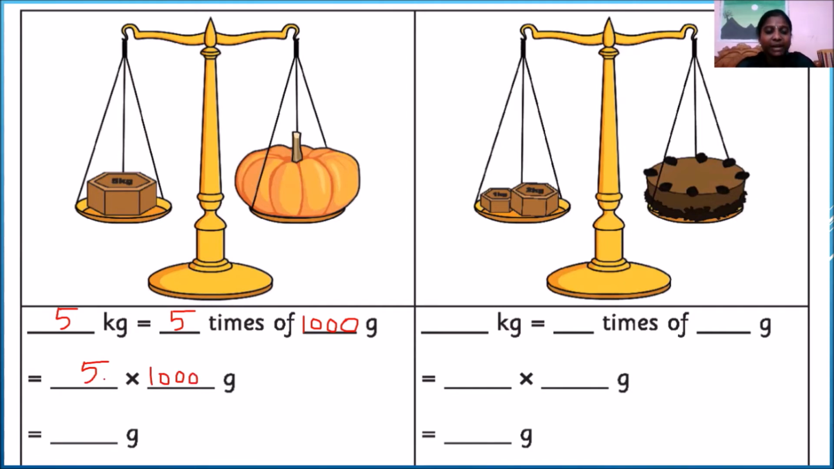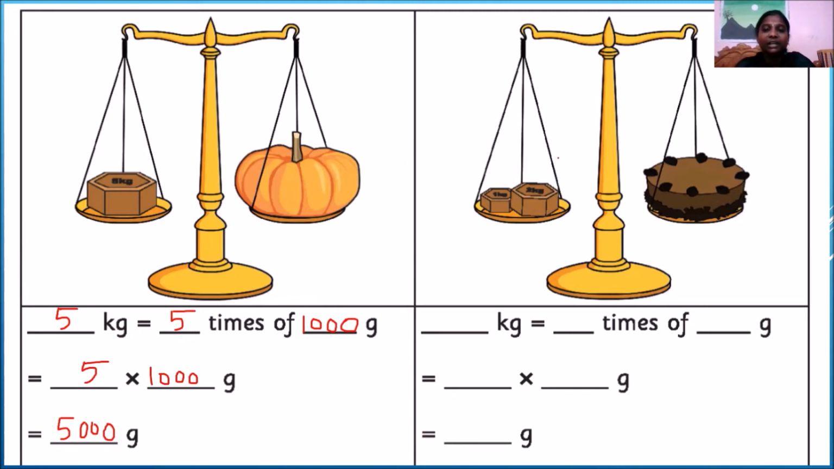Next you have to multiply the 5 into 1000. Use the quick multiplication method, children. First step is you can multiply the numbers. 5 ones are 5. Next you have to count the number of zeros. Here you have 3 zeros. You can write 3 zeros in the right side of the 5. You got 5000 grams.